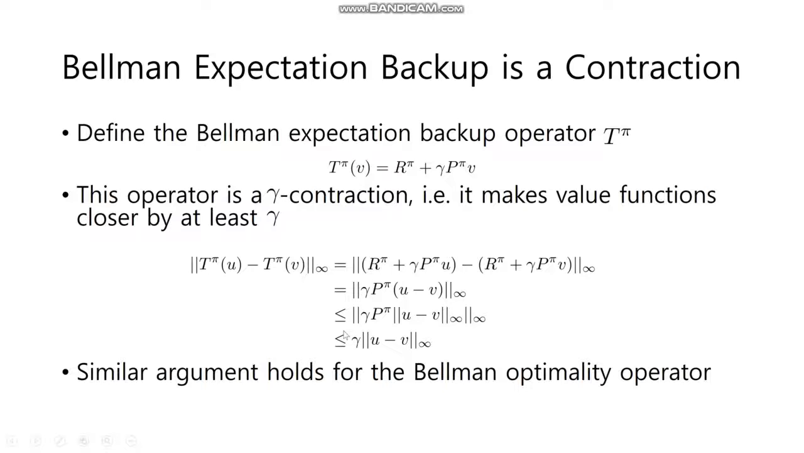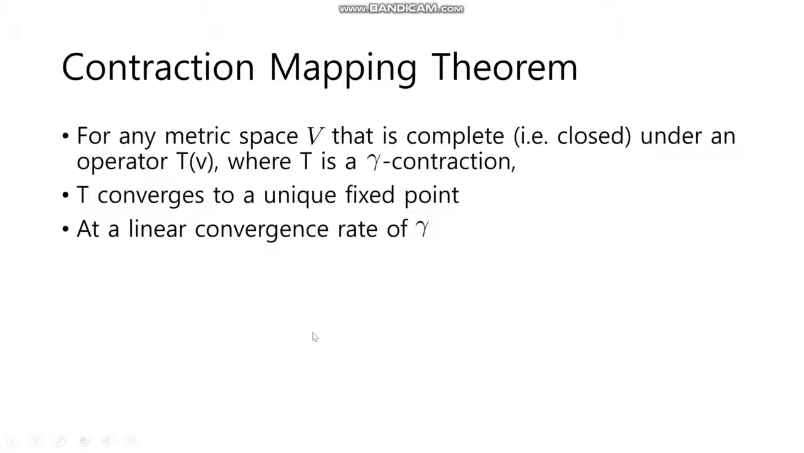So what if we do this operation over and over again? Then the distance between two arbitrary value functions is going to get closer and closer, and finally they will converge to one certain fixed point. A similar argument holds for the Bellman optimality operator as well. This leads to the contraction mapping theorem. For any metric space V that is closed under an operator T, where T is a gamma contraction, T converges to a unique fixed point at a linear convergence rate of gamma.